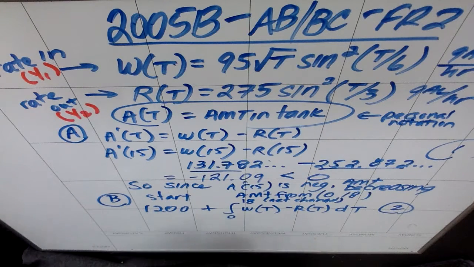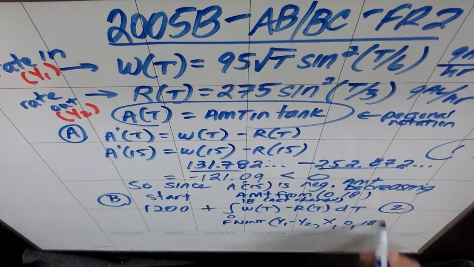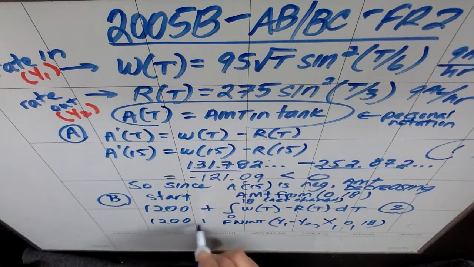find the integral. So when I put this in my calculator, I'm going to do function integrate, which is math 9, y1 minus y2, because based on the notation I used, that's y1 and y2, with respect to x from 0 to 18. And I need to make sure that I add that to a 1200, right?